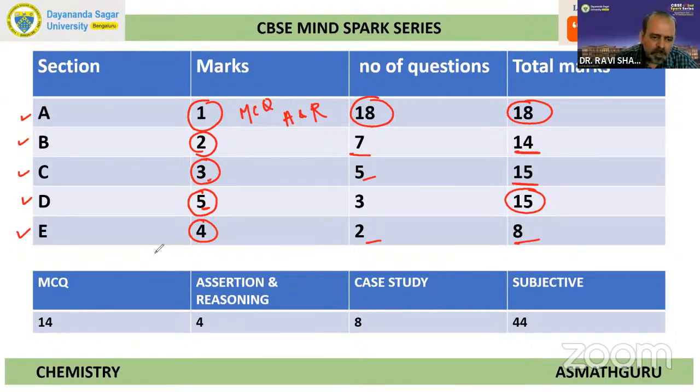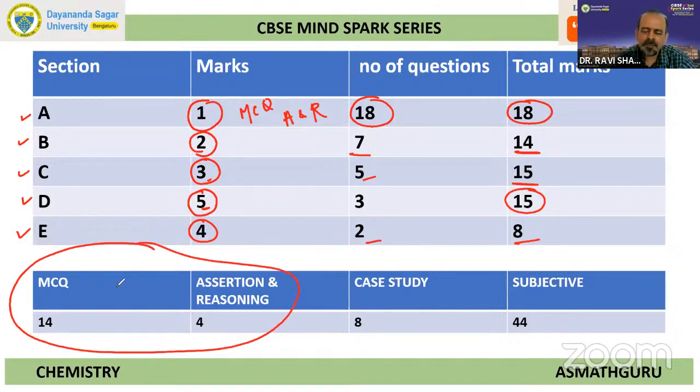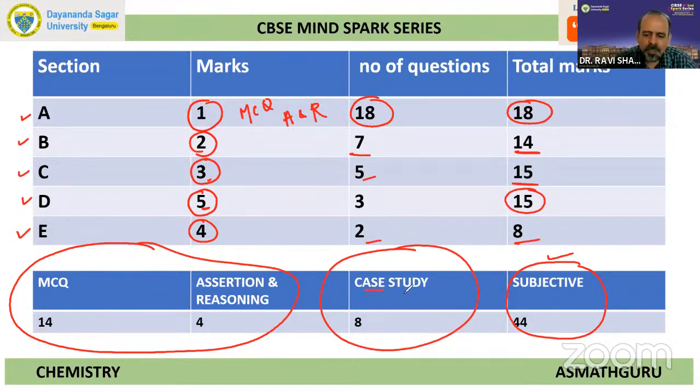So totally, the 18 marks is from MCQ and reasoning. And subjective means very short questions, short questions and long questions, we call it as a subjective. 44 marks will be there. Based on case study, around 2 questions will be there. That is 8 marks will be there. So that is our question paper.